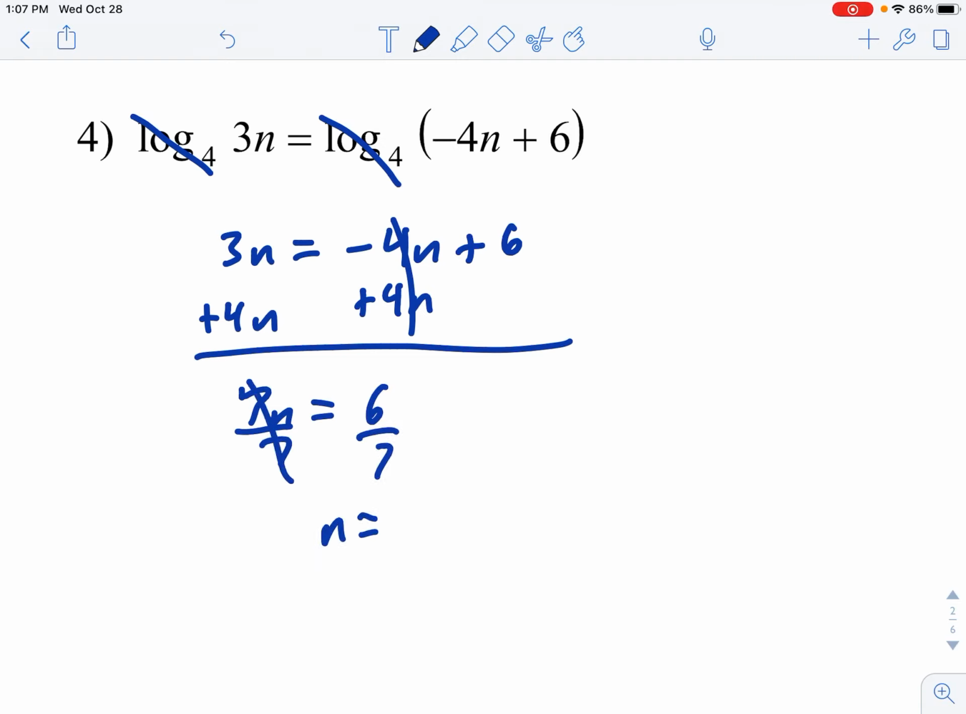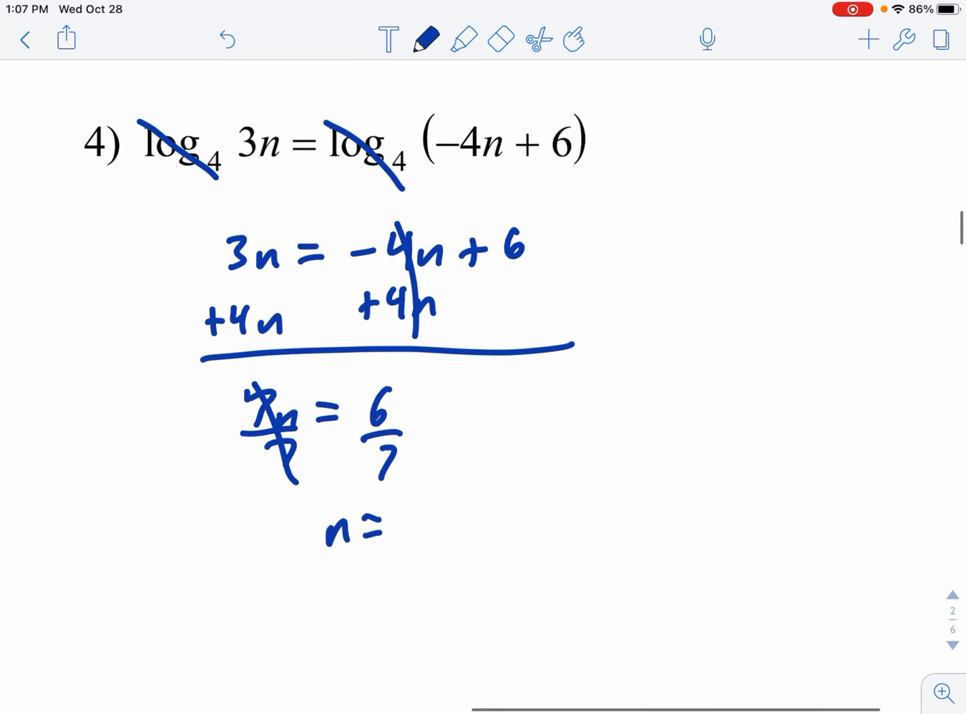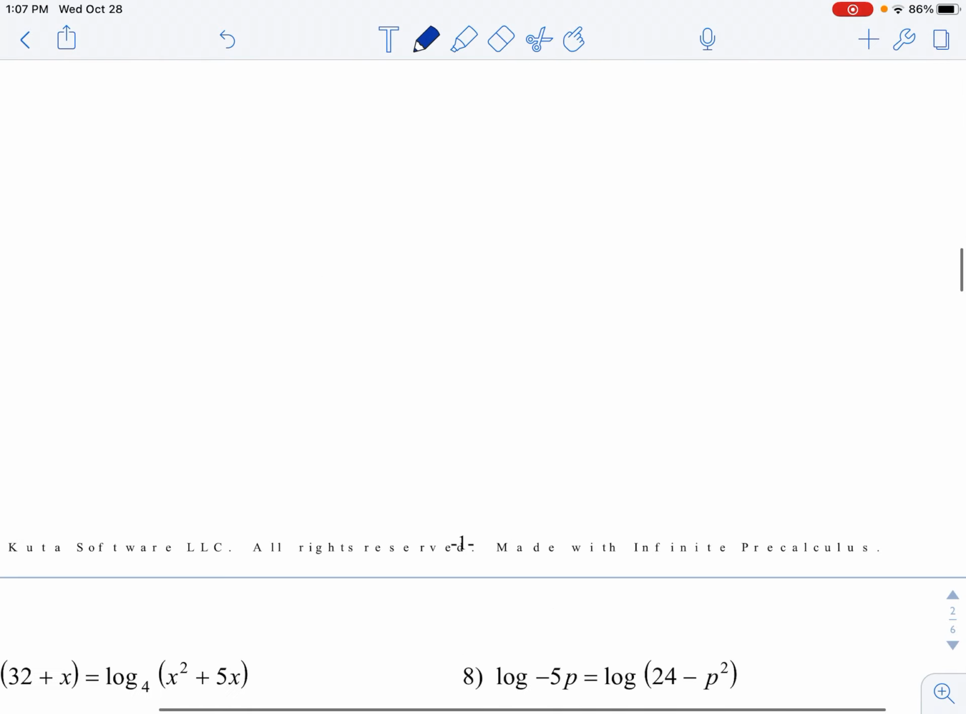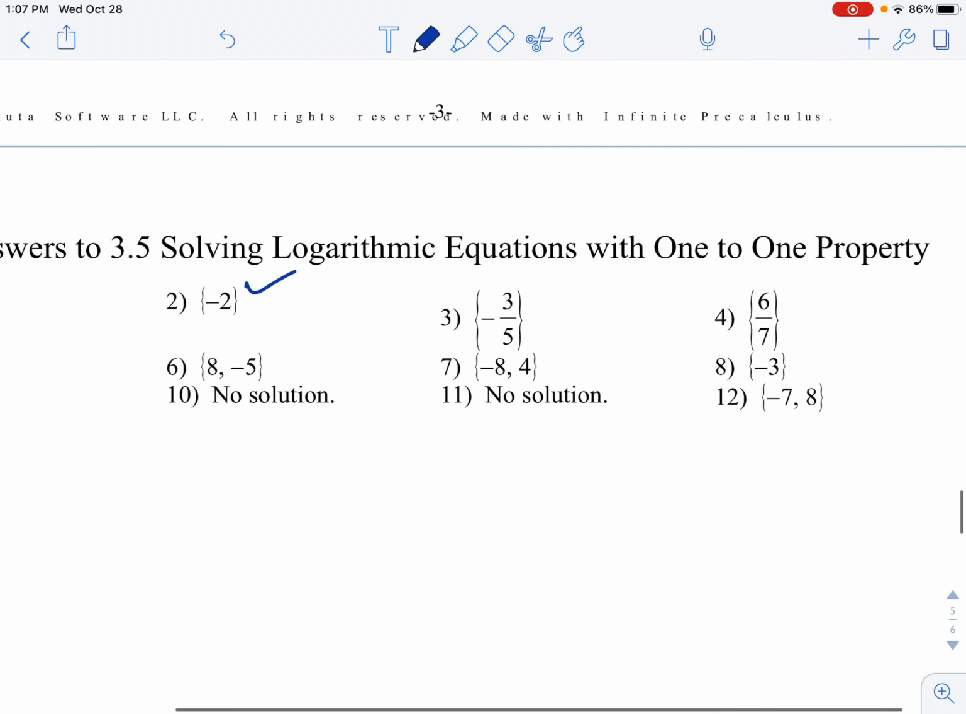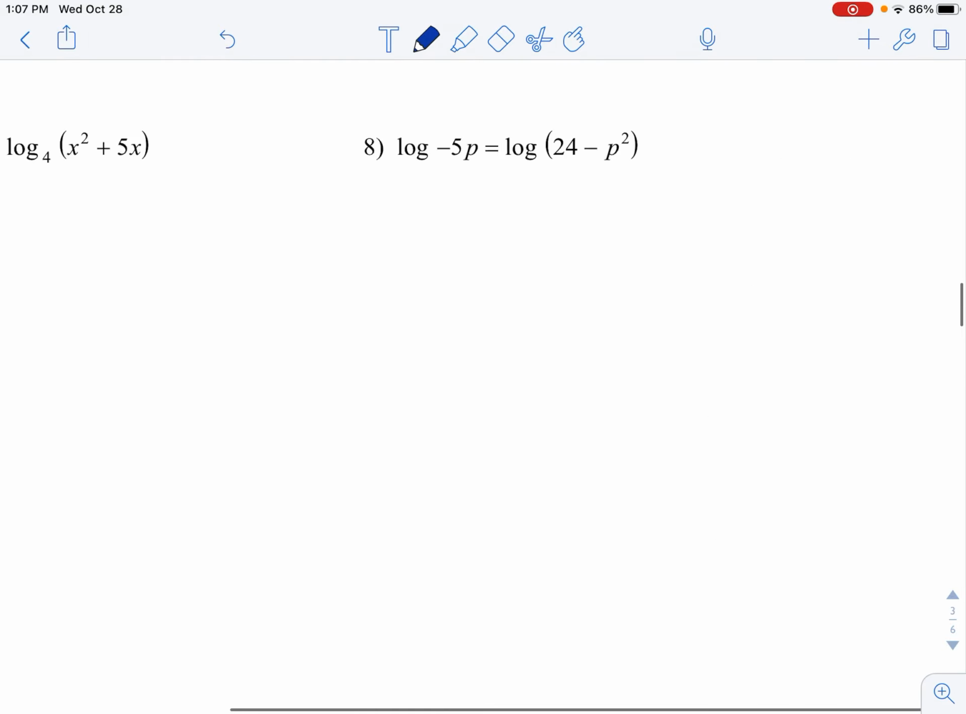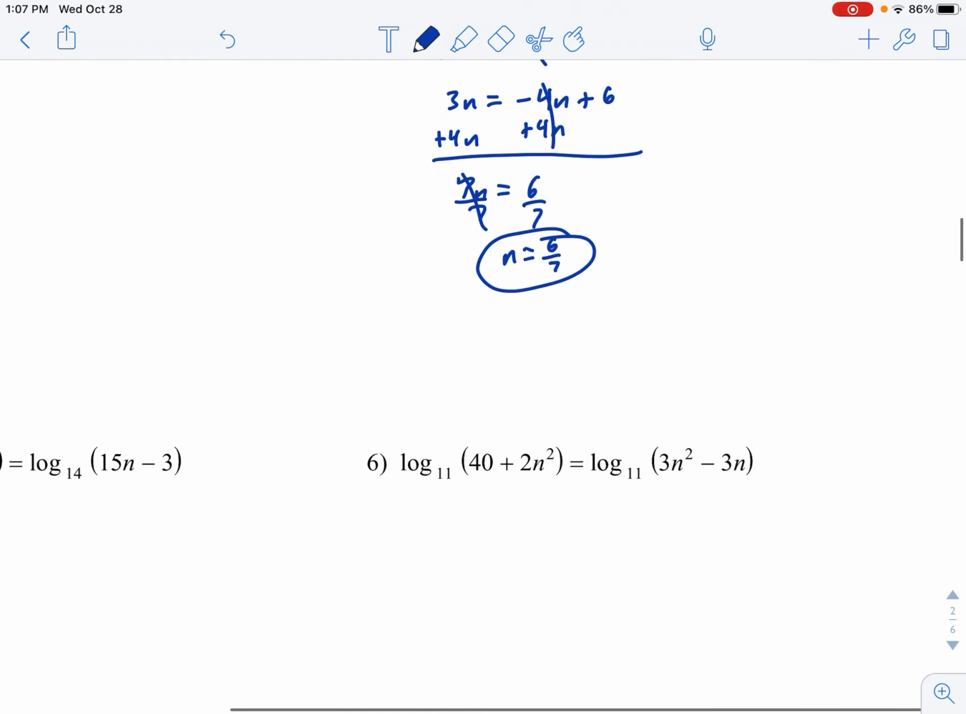And you might not like this. Oh, 7 doesn't divide into 6. I hate fractions. Well, you just have to deal with it. There is a fraction answer on this problem. And it is going to happen more and more as you do this type of math. So there it is. Fraction answers are sometimes decimal answers. Not on this worksheet, but that can happen.